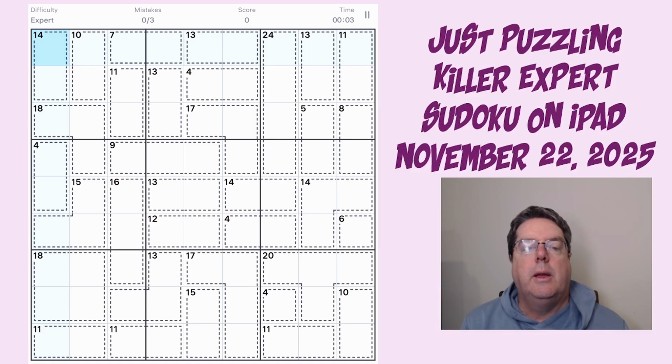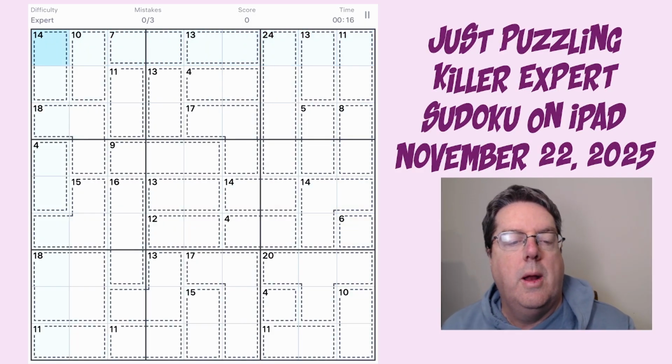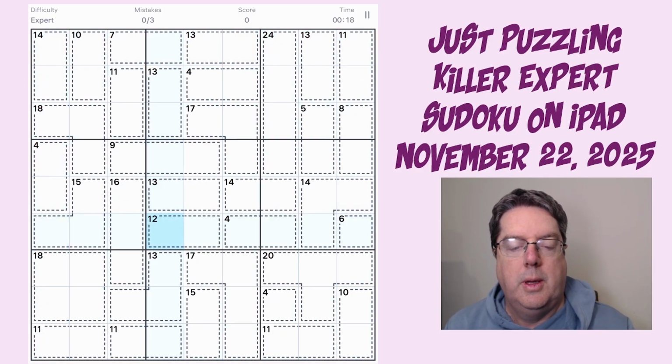Today we're doing a Killer Sudoku at the expert level on my iPad. I'll go through the rules of Sudoku, how the Killer Sudoku changes the Sudoku, and then we'll get on to solving it. Alright, for Sudoku, there are 9 rows, 9 columns, and 9 boxes.